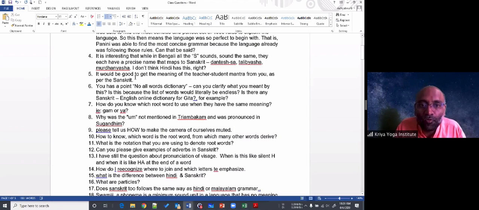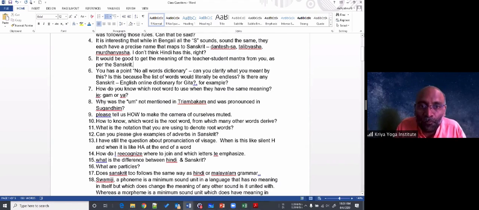It would be good to get the meaning of the teacher-student mantra from you as per Sanskrit. I'll keep it for later because I'm hoping I would be able to cover the advanced concepts of Sanskrit in this class, and then we can see how those concepts help us get the meaning of that mantra.